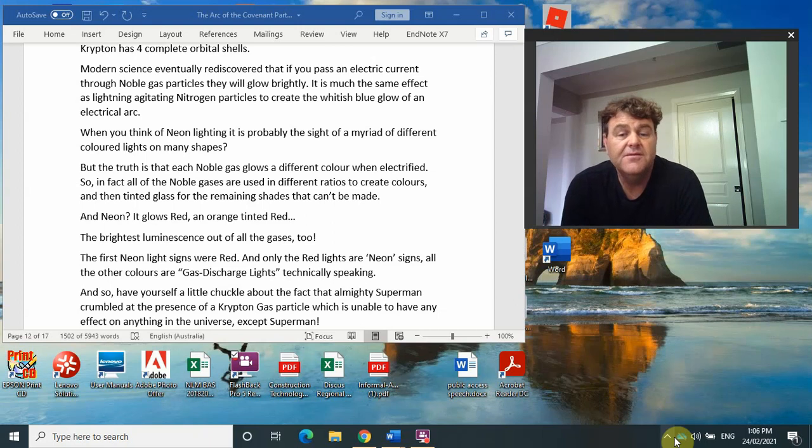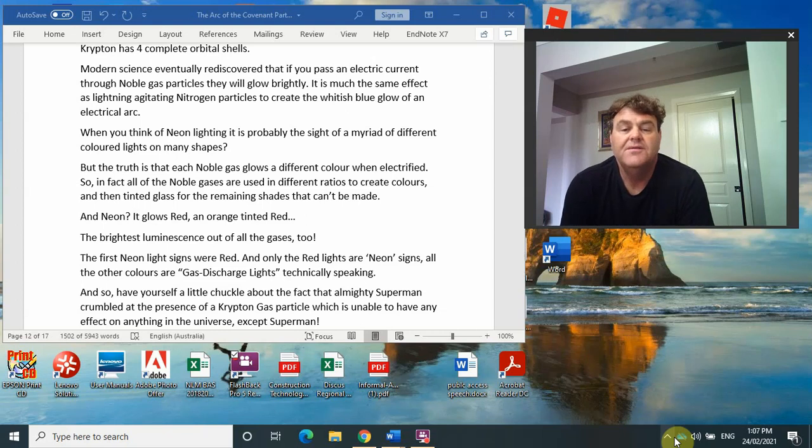Now, the first neon light signs, of course, were only red. And it is only red signs that are actually neon gas signs. All the others are just generally called gas discharge lights.